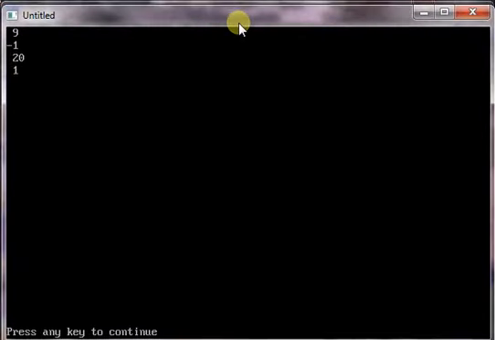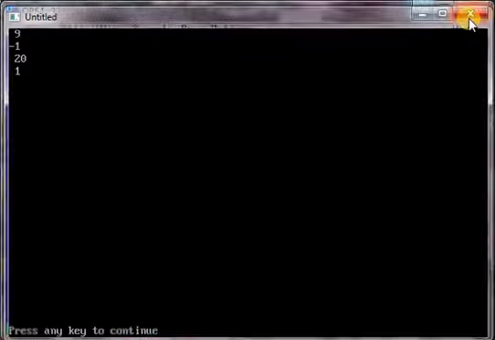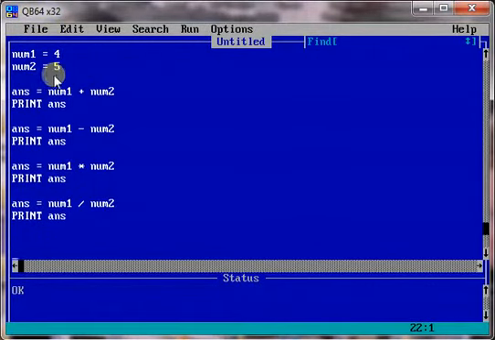Here is the answer. The first result is 9, minus 1, 20 and 1. Let's see whether what we did was right. Yes, 4 plus 5 is 9. 4 minus 5 gives us minus 1, which is correct. 4 times 5 is 20. Then how many 4s can we find in 5? It is 1.